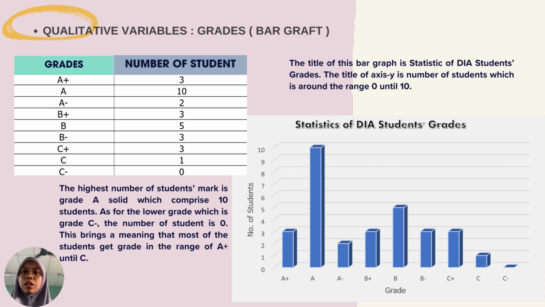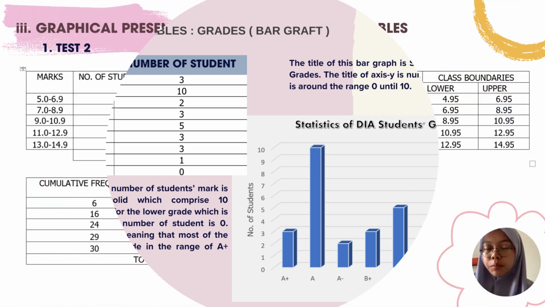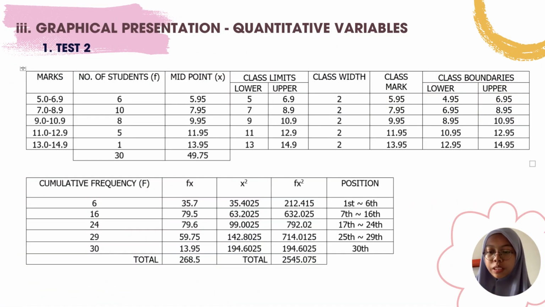The highest number of students marked is grade A, which comprises 10 students. As for the lowest grade, which is grade C minus, the number of students is 0. This means that most of the students get grades in the range of A plus until C. So, this is the frequency distribution table for KPM, DIA 2C and 2E for test 2.